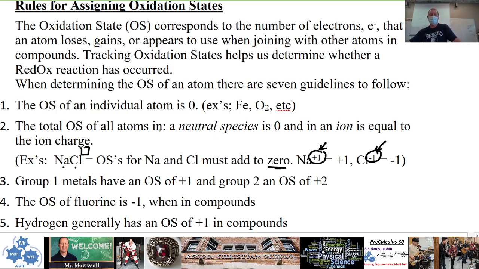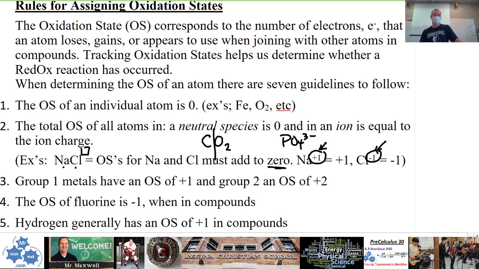So let me expand on point number 2 here. If we had something like carbon dioxide, this is a neutral compound, right? And so the oxidation numbers of oxygen and carbon would have to add up to 0. If we have something like the phosphate ion, PO4 3-, the oxidation states of the elements involved here would have to add up to -3. And we'll talk more about that shortly.